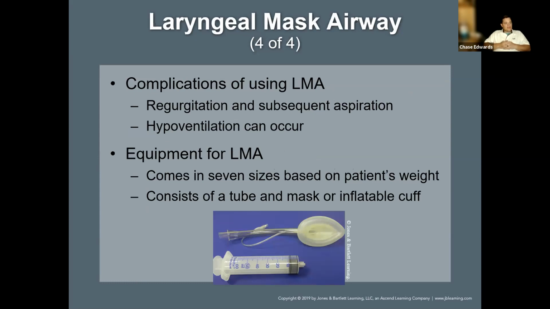So, some complications of using the LMA. The LMA should be used only in patients who are fasting, because it can make you regurgitate. Hypoventilation can occur in patients who require high ventilatory pressures. And patients should be monitored for evidence of upper airway swelling as well.